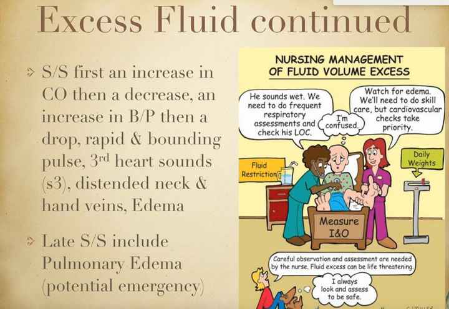We're probably going to put a Foley in these patients because if we give diuretics, they're going to have a large amount of urine come out. We're going to maintain IV access, and we're going to watch closely for signs and symptoms of dehydration due to overcorrection of the problem. We're also going to monitor intake and output. We're going to monitor ABGs, acid-base balance, and potassium levels, electrolyte balance.